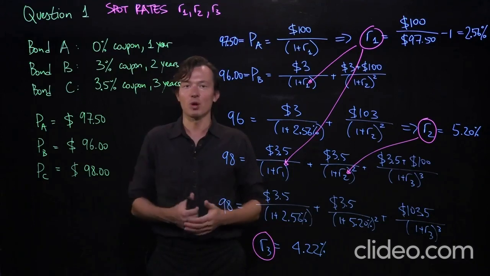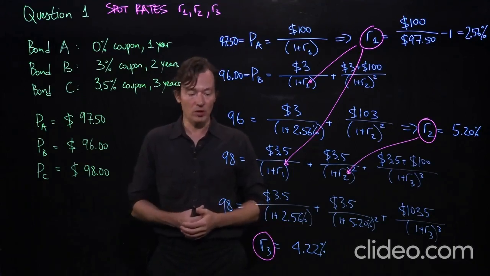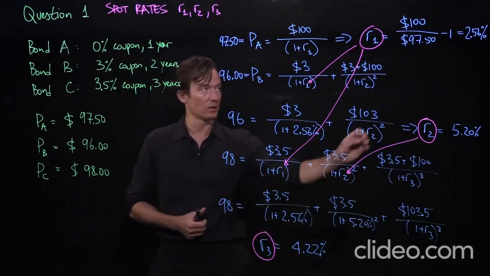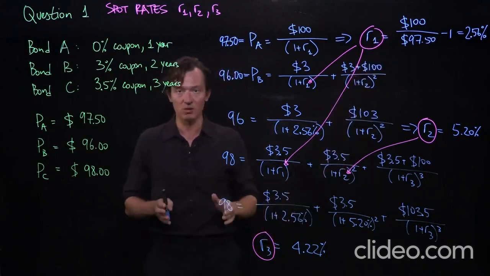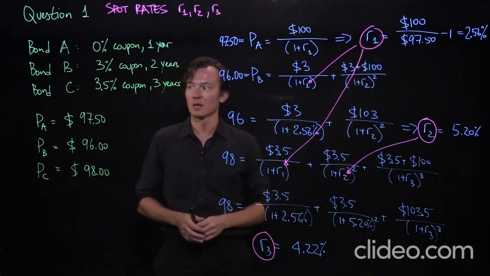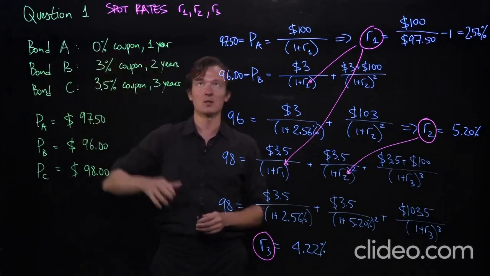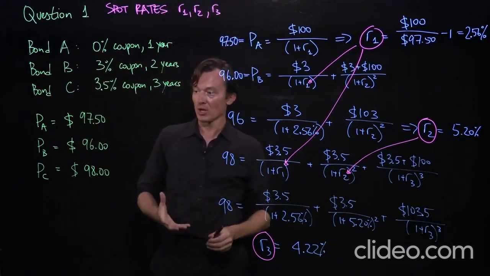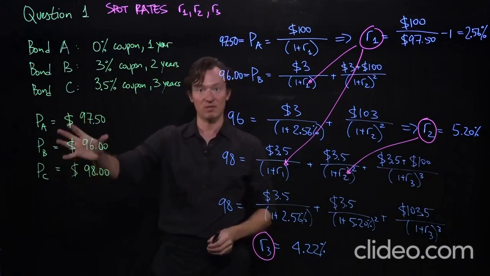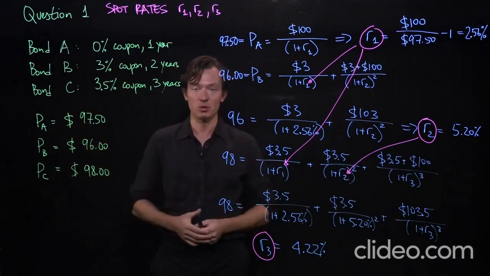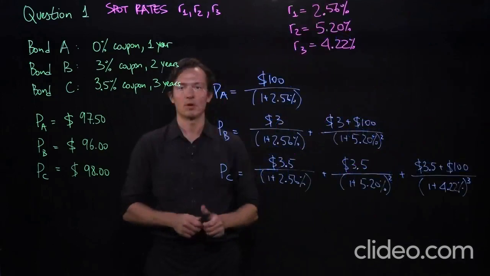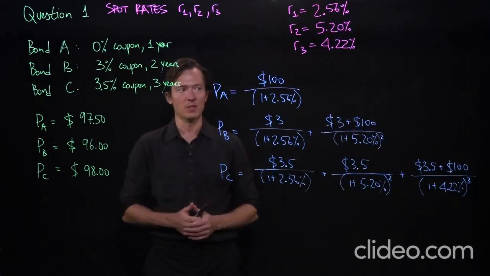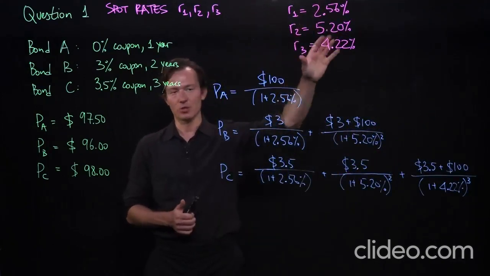Now, the last step I will show you is that I want to actually use these discount rates and make sure that I solved this question correctly, in the sense that if I were to price these bonds using this term structure of spot interest rates, I would actually get the prices that were given. And I will show this to you right now. All right, so let's compute the prices given the interest rates that we just found.